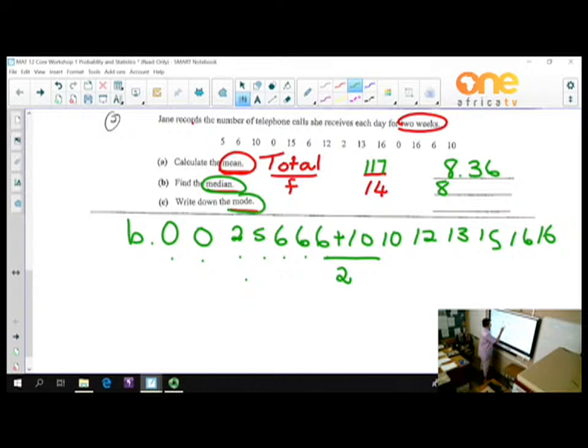And the last one is the mode. We can look here. The one that occurs most frequently is the 6. So the mode is then 6.